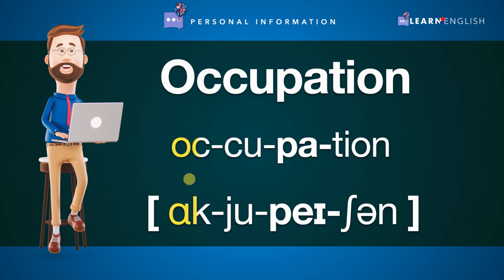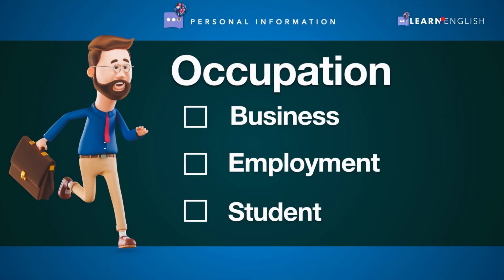Occupation. When we talk about occupation, we always have three possibilities or options: own business, employment, or a student. In John's case, it is his own business. Okay, let's look at each of them.